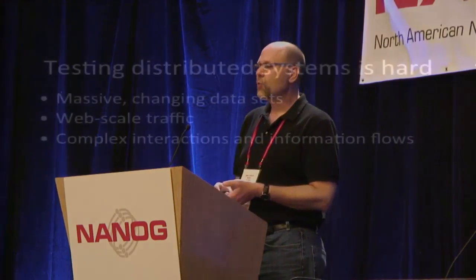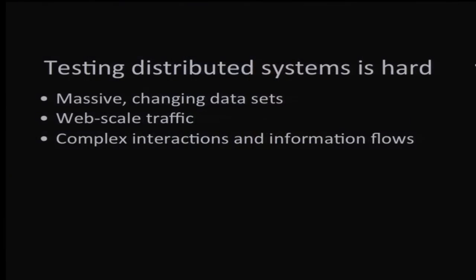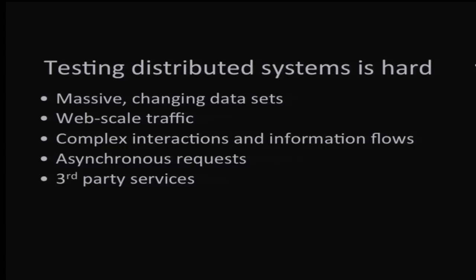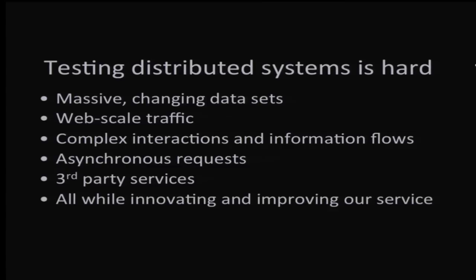So testing distributed systems is hard. We've got massive changing data sets. We're at web scale, so hundreds of thousands of transactions per second running through a complex distributed system. The interactions are complicated. The information flows are complicated, and it gets even more interesting as things become asynchronous, and we're moving more and more towards asynchronous models. Third-party services add some interesting variables. We have less control over those. And while we're doing all of these things, we're constantly changing this environment. It's not a static environment by any means.